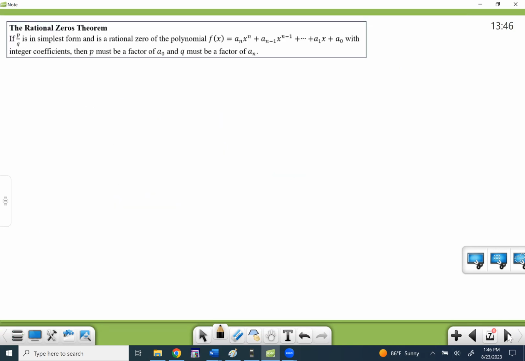All right. So we're going to take a look at the rational zeros theorem, and I'm just going to describe what's going on, why this works, and how to use it.